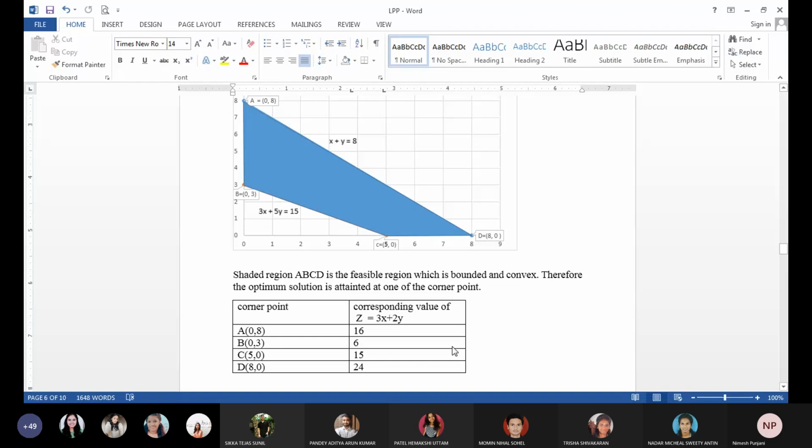So the maximum value of z is 24, attained at D with coordinates 8, 0. Okay, attained at D with coordinates 8, 0.